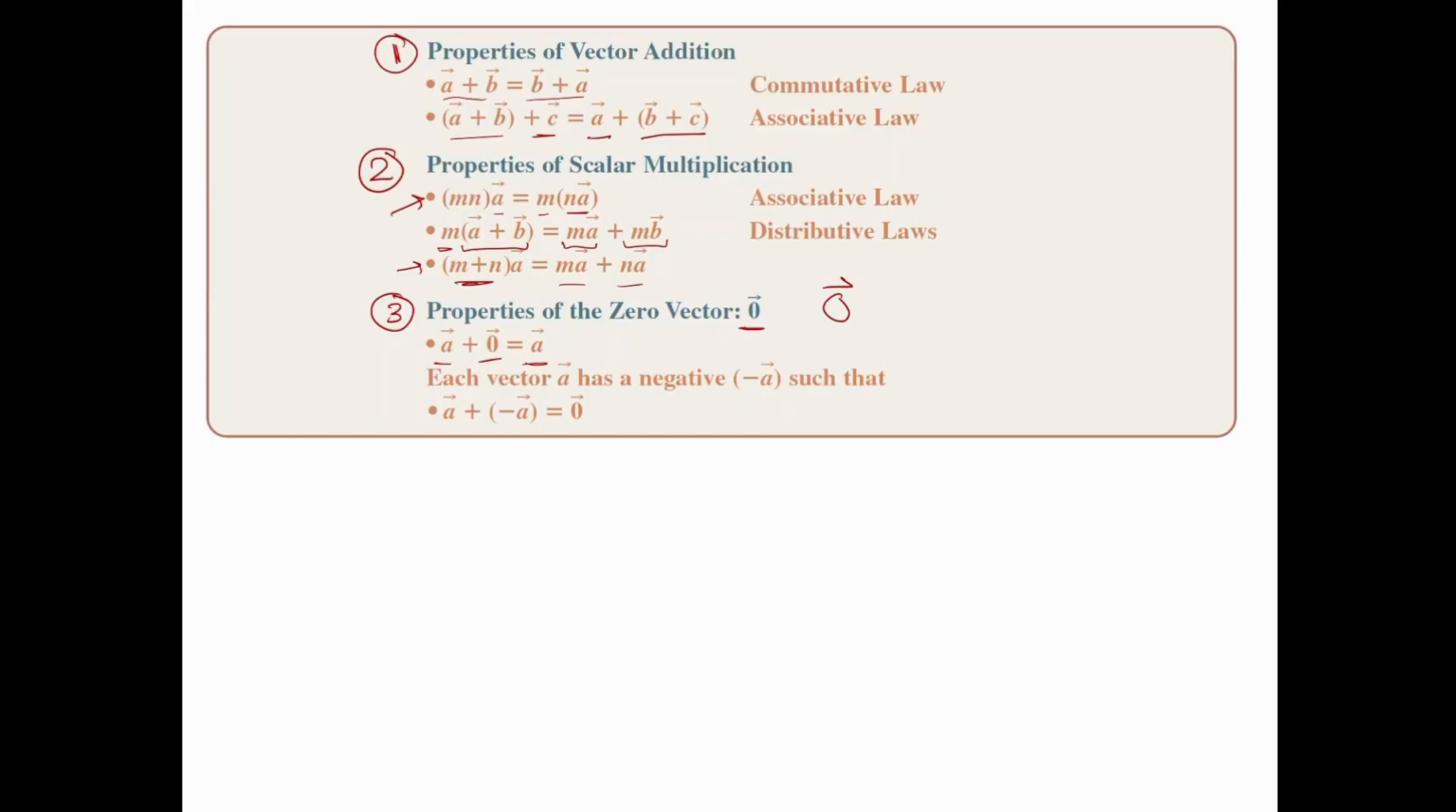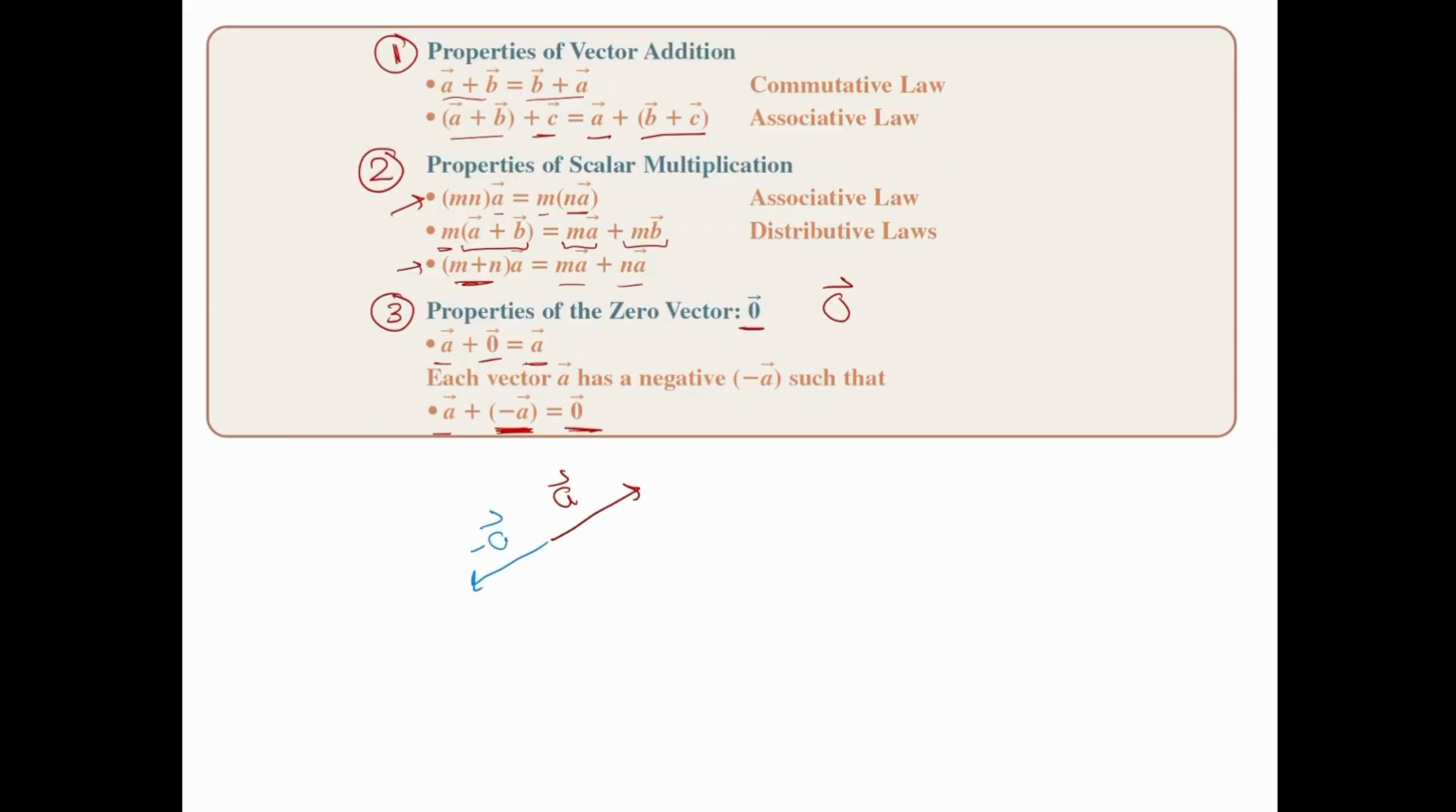For every vector A, there is a negative vector called negative A, and that's what this is showing right here. Negative A has the same length as A, but it points in the opposite direction. So if vector A pointed in this direction, negative A would have the same magnitude, but would be pointing in the opposite direction. When you add a vector and its negative, you get the 0 vector. So vector A plus the negative vector A, and we get the 0 vector.